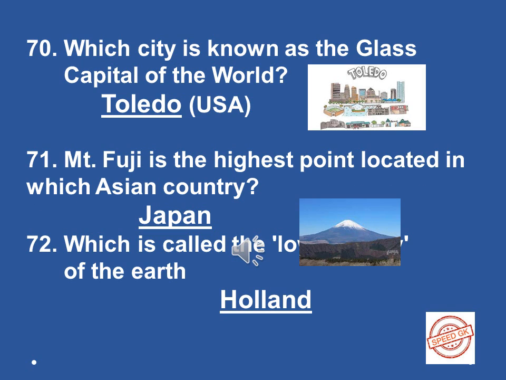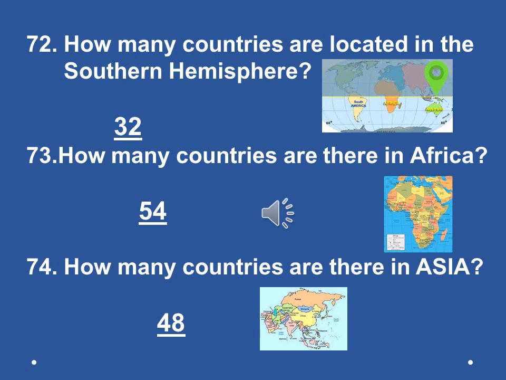Which city is known as the glass capital of the world? Toledo, USA. Mount Fuji is the highest point located in which Asian country? Japan. Which is called the low country of the earth? Holland. How many countries are located in the southern hemisphere? 32.